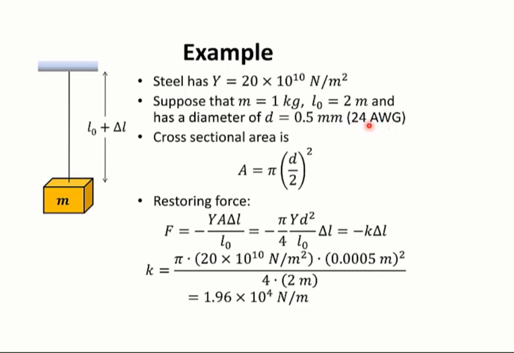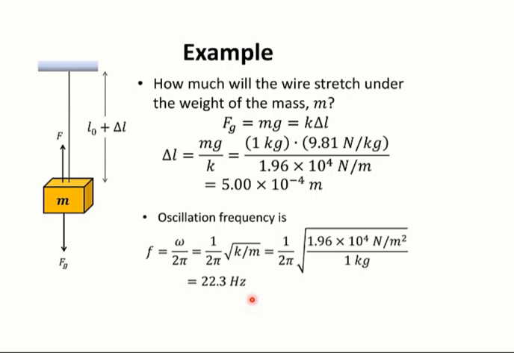Now from these given quantities you can find out the restoring force, also the spring constant, right? And as you can set this restoring force F to be equal to mg, from that you can find out the extension of the length as well. Again, you can find out the frequency of the oscillation of this object by using this expression.